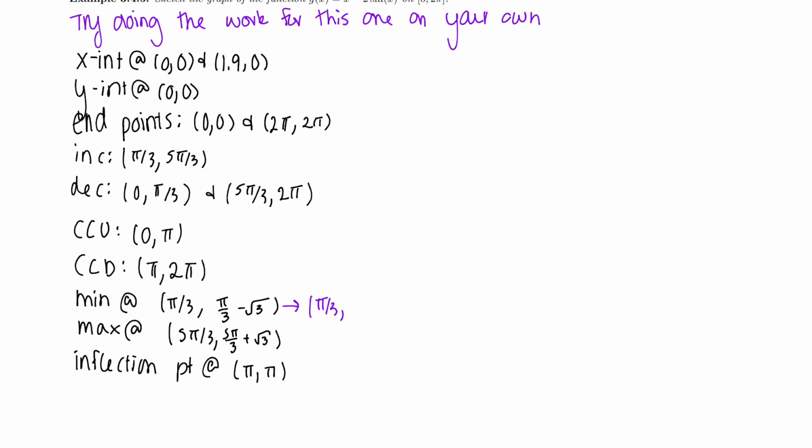So you approximate this minimum to negative 0.7. This is an approximation. This is 5 pi over 3, comma, this is approximately 7-ish.